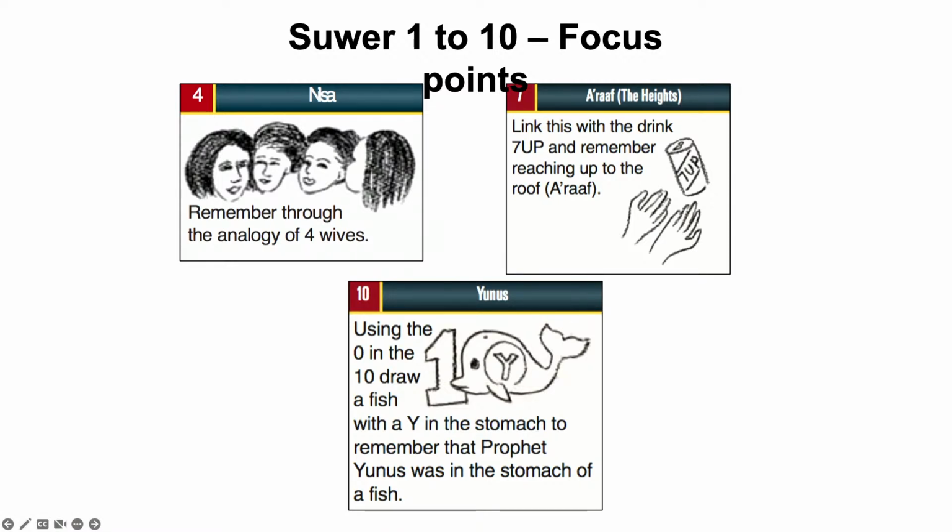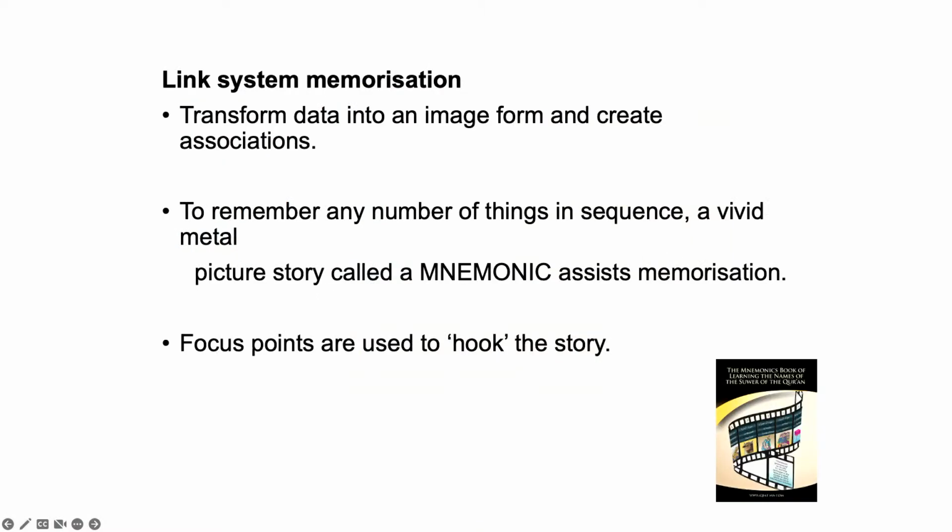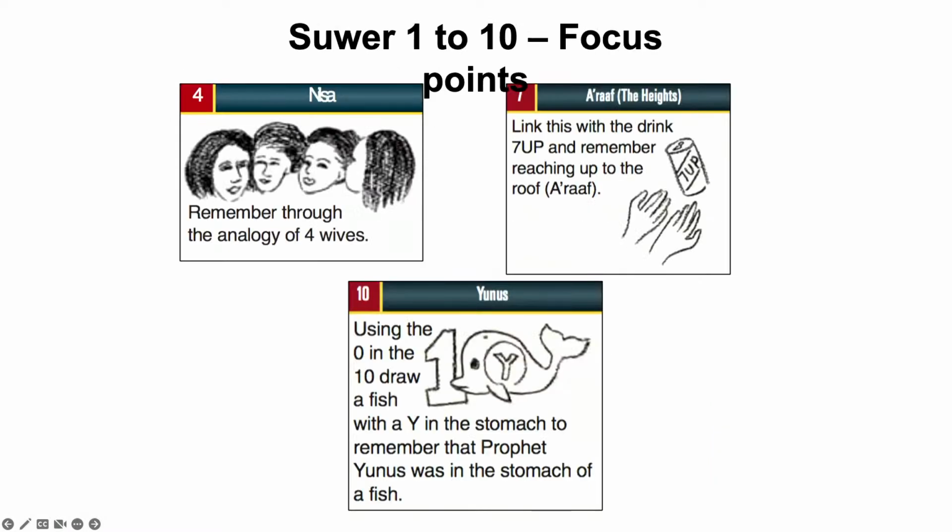Okay, so I'm going to go back. What was number 4? Women. What was 7? Up. What was 10? There you go. All right, now we're going to go through a story.